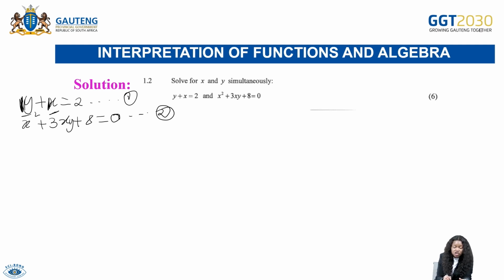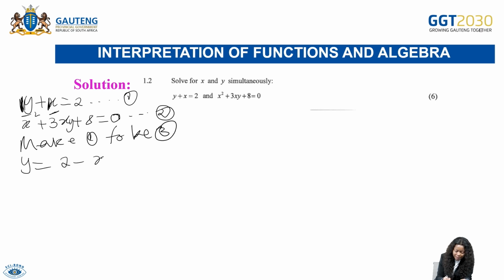So I'll use equation 1 to form equation 3. So I say, make equation 1 to be equation 3. So I'll have y equals 2 minus x. This is my equation 3. So I just made y the subject of the formula. I took x to the other side and it became negative x. So I'll have 2 minus x.